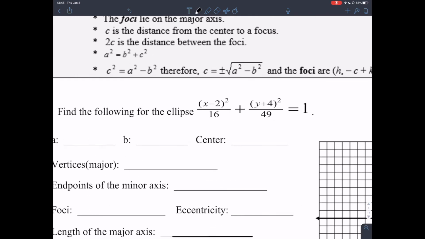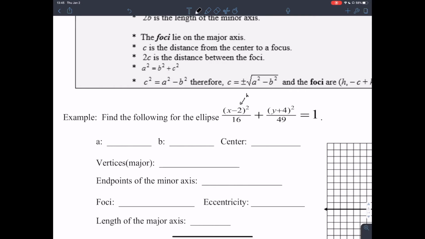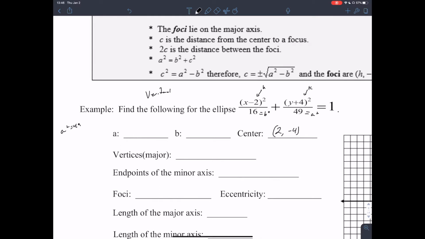So let's take a shot. Right here, for my center, remember H's go with X's, K's go with Y's. So my center is going to be at 2, comma, -4. Remember, you think opposite of what's going on. Then this is going to be A squared because that's the bigger one, and this is going to be B squared. Since A squared is underneath the Y, I know that this is vertical. Now I need to figure out the square root of 49. So A squared equals 49, so A equals 7. And B squared equals 16, so B equals 4. Okay, awesome.